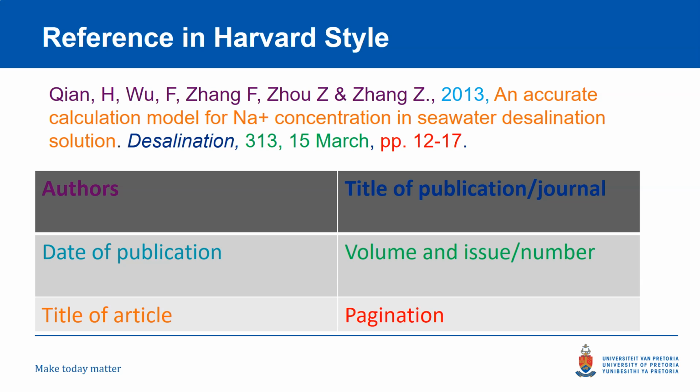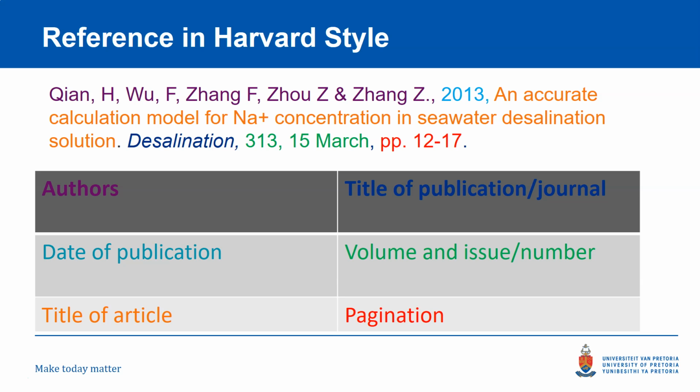And then you have two titles. The first title is the title of the article, which is an accurate calculation model for sodium concentration in seawater desalination solution. Very important here, there is another variation with this specific reference. So I can choose to put the title of the article in quotations, and I have selected not to do that. And then you have the journal title.